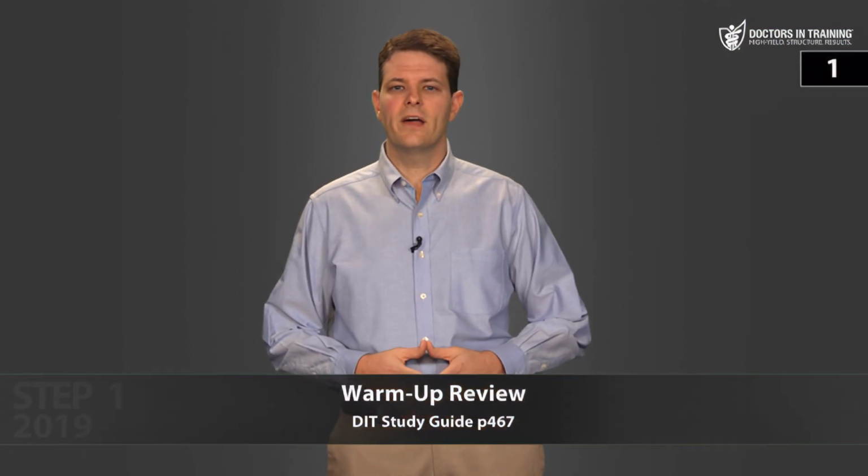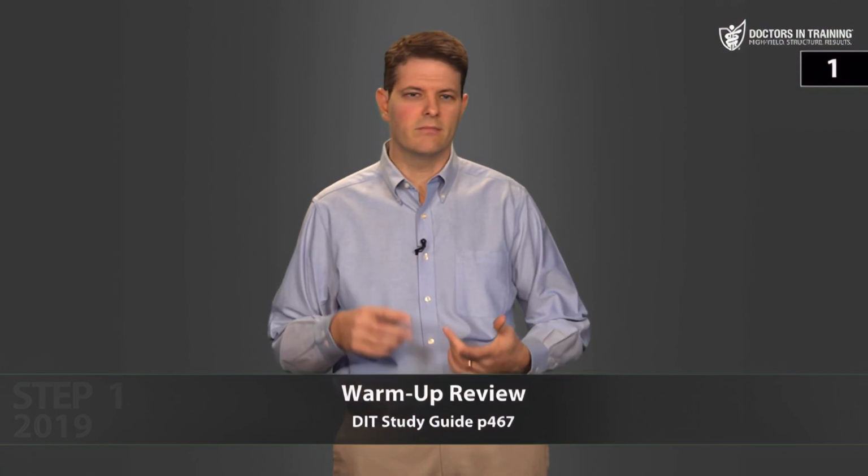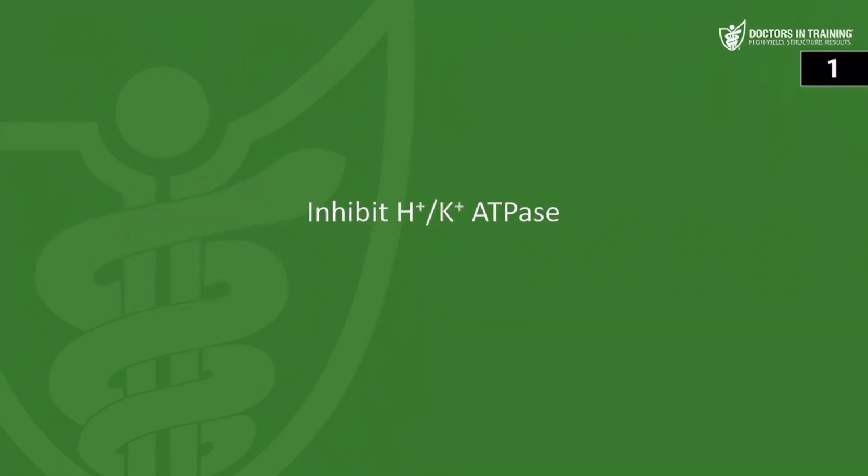All right, welcome to Pulmonary 8. First question, what enzyme is inhibited by PPIs? Well, PPIs are proton pump inhibitors like omeprazole, esomeprazole, lansoprazole, and pantoprazole, a whole bunch of these. But all these drugs inhibit the hydrogen-potassium ATPase, which is the countertransporter that puts hydrogen into the lumen of the stomach to make gastric acid and brings potassium into the parietal cell.